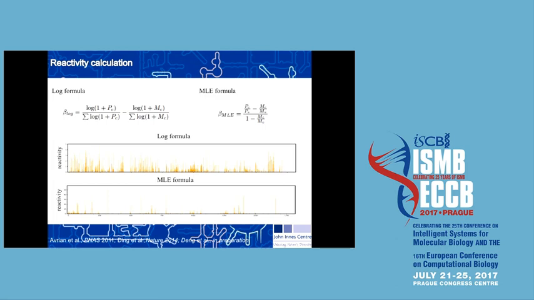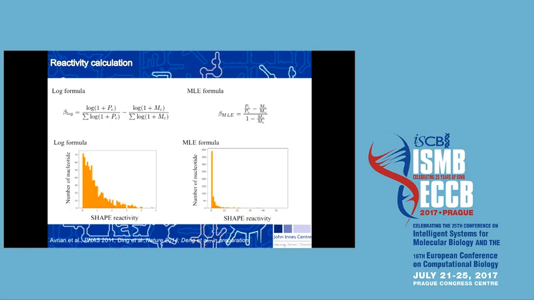The trouble with this kind of method is that when you do metagene analysis, you don't really know what the real signal is because of this read distribution. Also, if you plot the distribution of the reactivity across the whole transcript, you see the log formula has quite a nice distribution, but the MLE is quite skewed. MLE also applied to reactivity calculations that don't use the log formula will also lead to this kind of very skewed distribution.